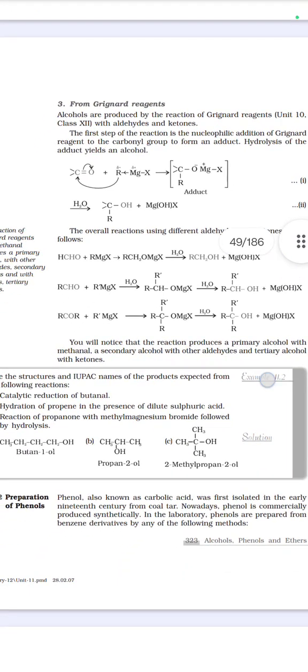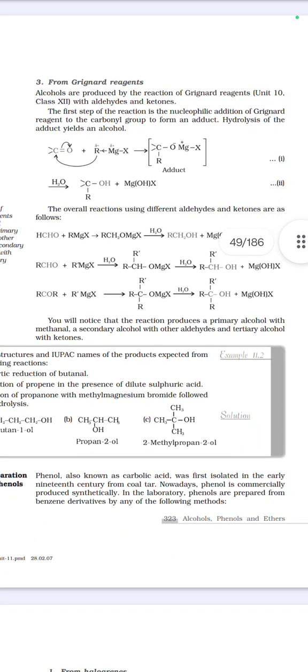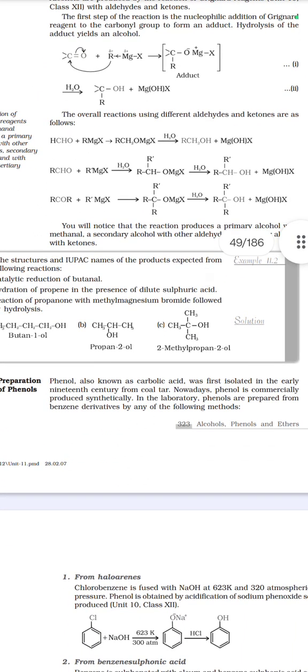Third, from Grignard reagent. Alcohols are prepared by the reaction of Grignard reagent with aldehydes and ketones. The first step of reaction is the nucleophilic addition of Grignard reagent to the carbonyl group to form an adduct. Hydrolysis of the adduct yields an alcohol. Here is the mechanism of this. The overall reaction using different aldehydes and ketones is as follows.